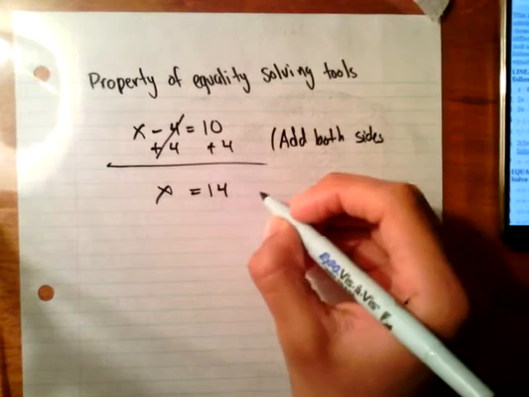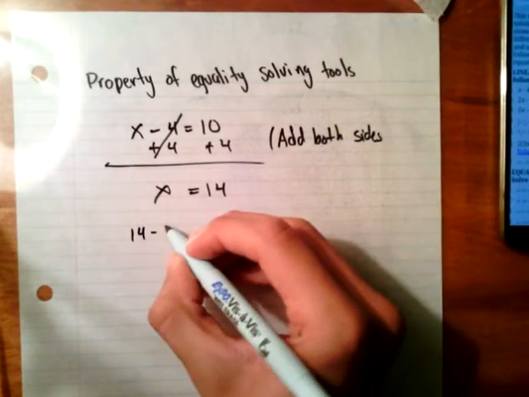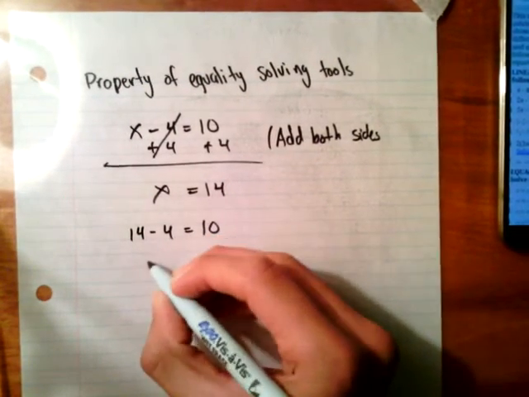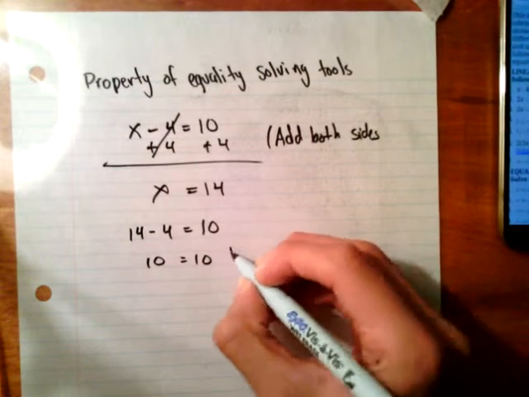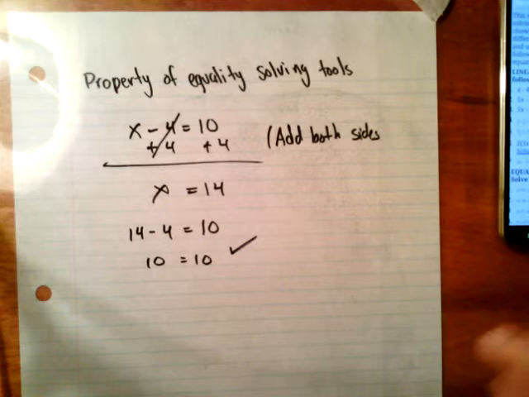Now, to check that this equality holds, we will plug it back in. So it would be 14 minus 4 is equal to 10. 14 minus 4 gives us 10. 10 is equal to 10. Thus, the equality holds. So everything worked out perfectly fine.